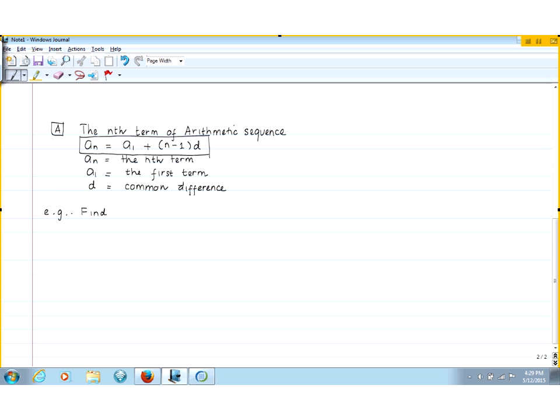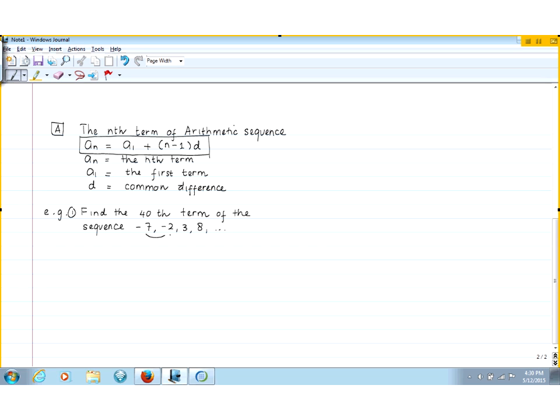Alright. Good. Now, how do we use this formula? So for example, number 1, find the 40th term of the sequence -7, -2, 3, 8, etc.